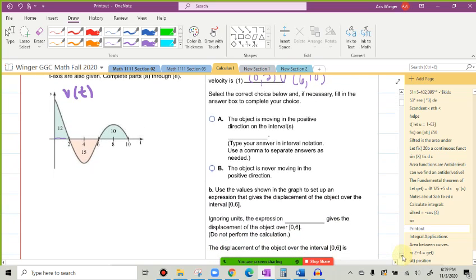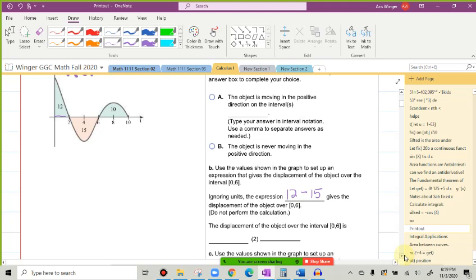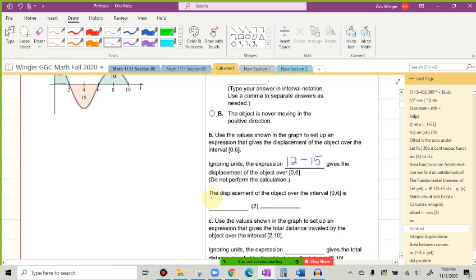Use the values shown in the graph to set up an expression that gives the displacement of the object over the interval 0 to 6. So what they want us to write is 12 minus 15. The expression 12 minus 15 gives the displacement of the object over 0 to 6. A bunch of blue plus stuff minus a bunch of red 15 stuff, negative stuff. The displacement of the object over the interval is going to be -3.